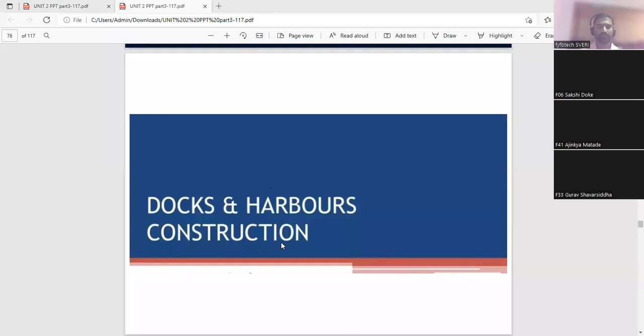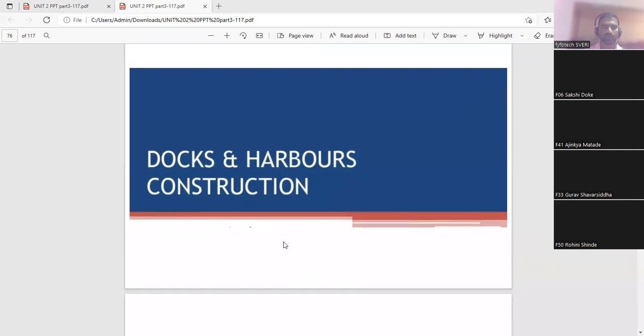Similarly, where will your aeroplane stop? Airport. Where will your rail start? Railway station. Similarly, for the movement of ships, where will they stop? They will stop at the docks and harbors. It is the starting point. The loading and unloading will take place at the docks and harbors.